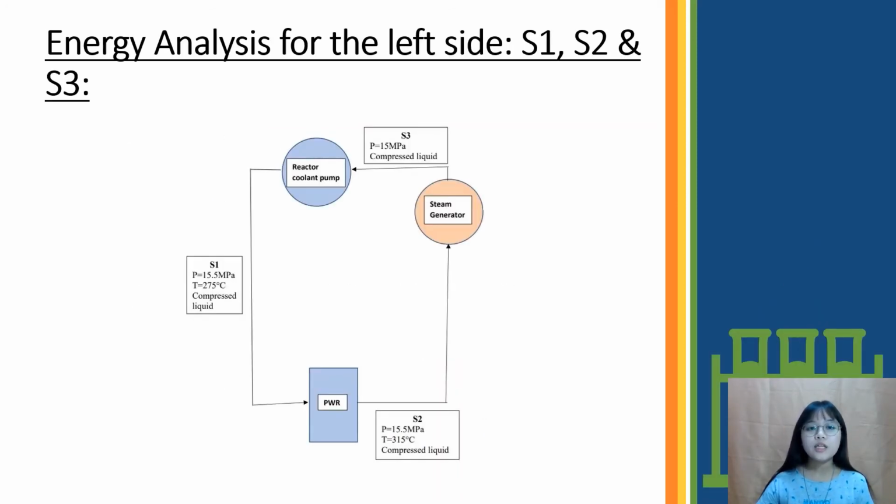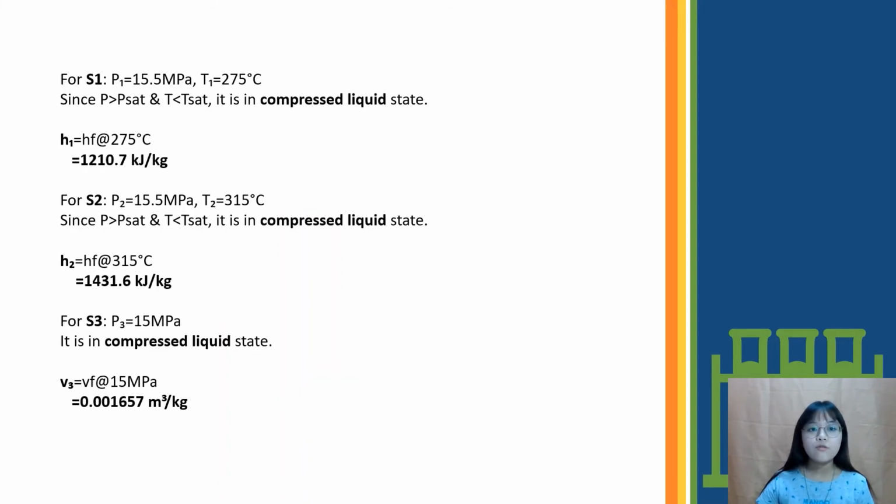Then we will do the energy analysis for the left side, S1, S2, and S3. For S1, the pressure is equal to 15.5 megapascal and temperature is equal to 275 degrees Celsius. It is in compressed liquid state, so we can get the value of H1. For S2, the pressure is equal to 15.5 megapascal and temperature is equal to 315 degrees Celsius. It's in compressed liquid state too, so we can get the value of H2. For S3, the pressure is equal to 15 megapascal. It is in compressed liquid state and we can get the value of V3 too.